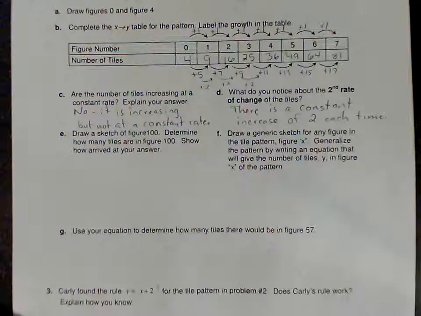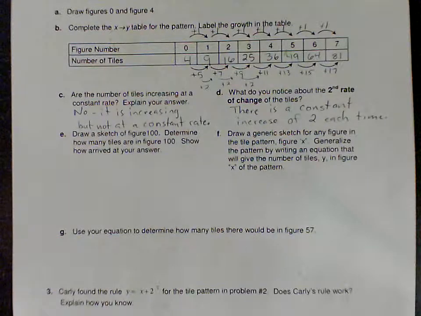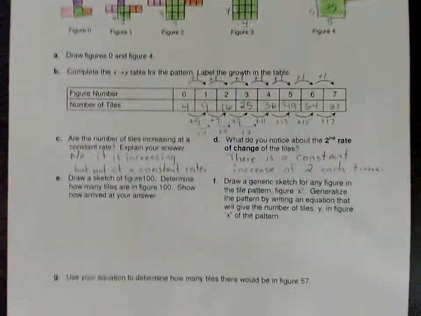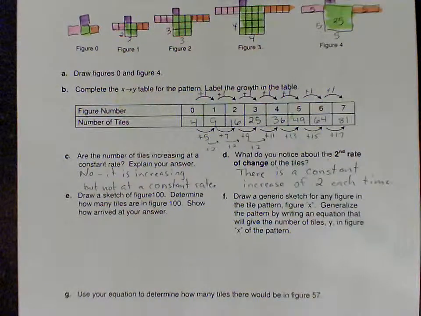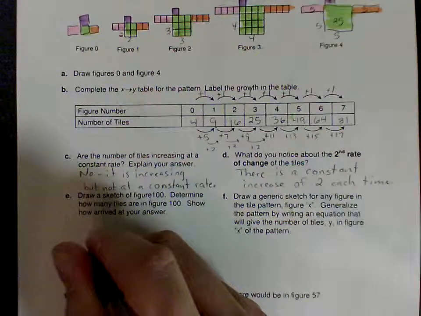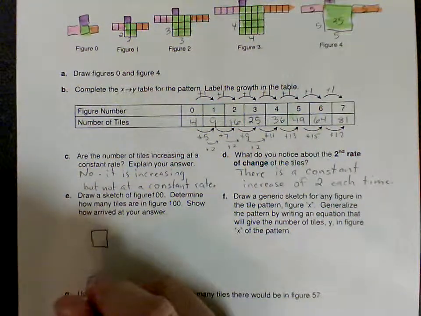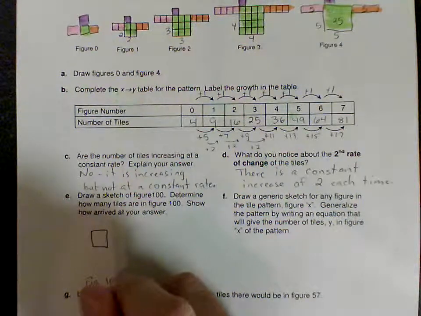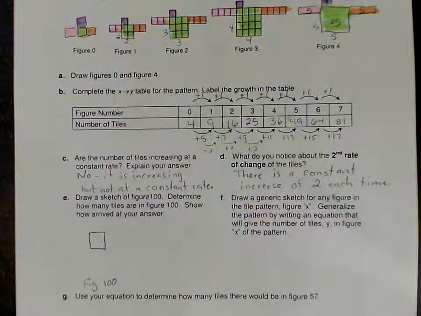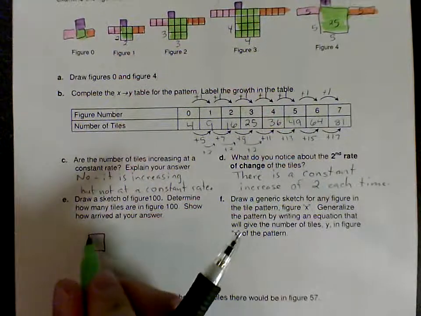All right, draw a sketch for figure 100. Determine how many tiles will be in figure 100. Show how you arrived at your answer. So I'm going to bring this down a little bit so we can see those tile patterns once again. First thing we know is we've got a square. Oh, this is figure 100. So we have our square, and once again our square is green.